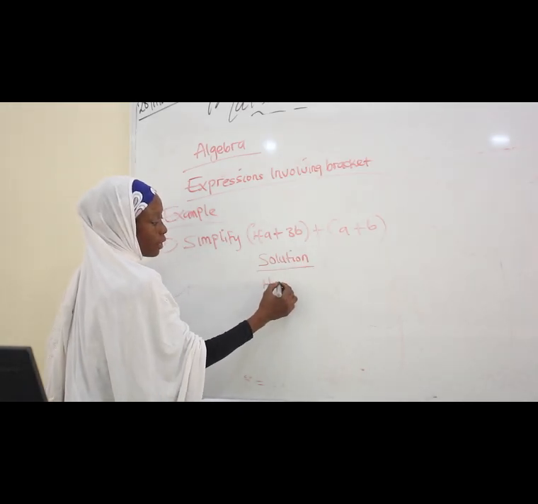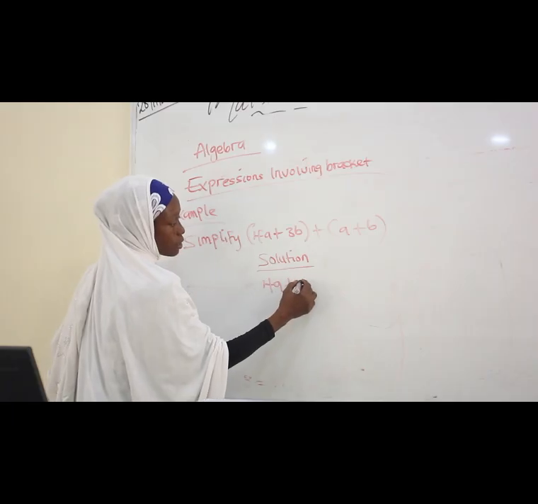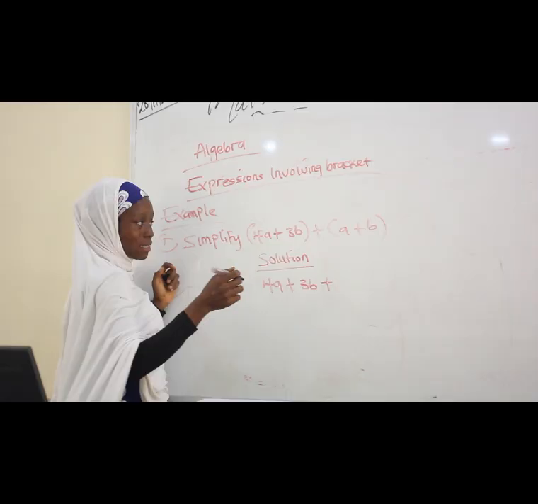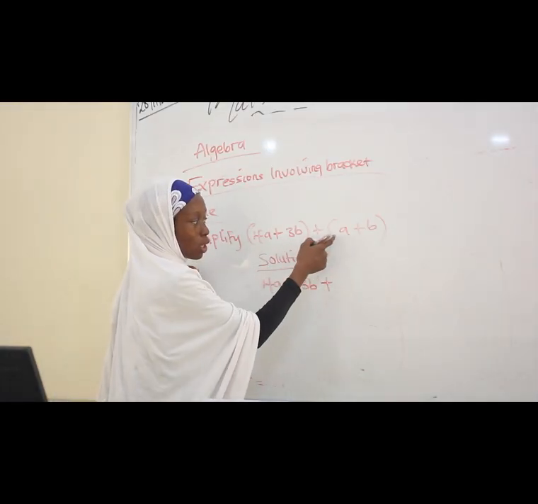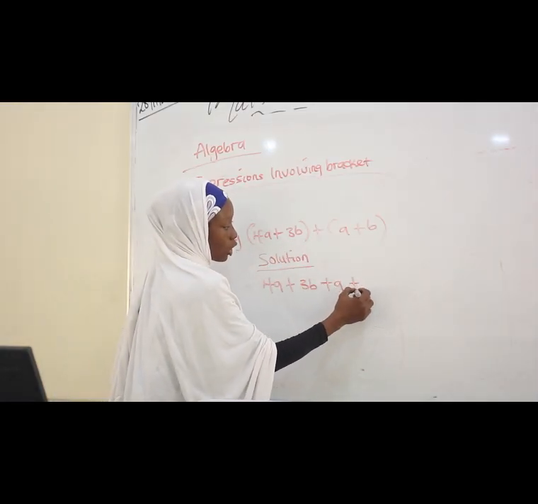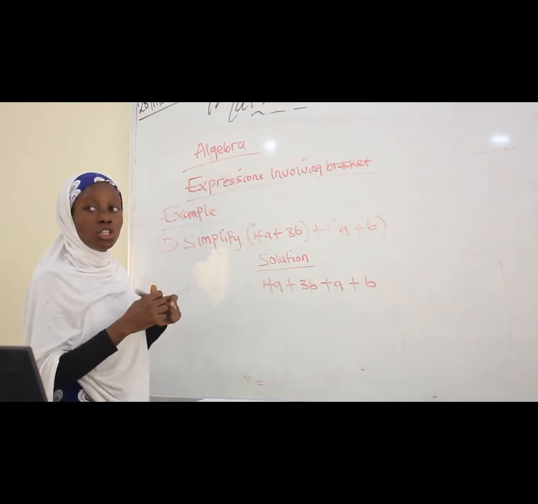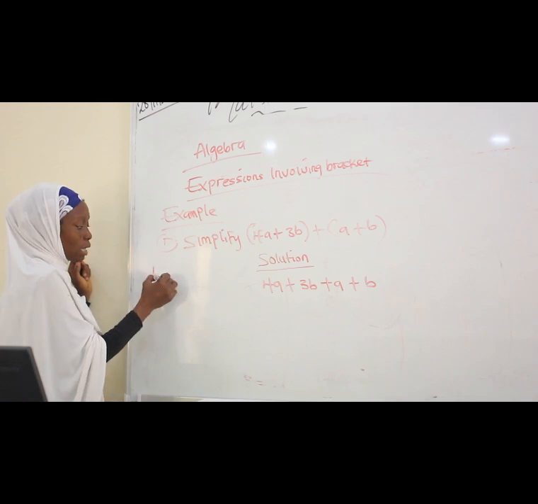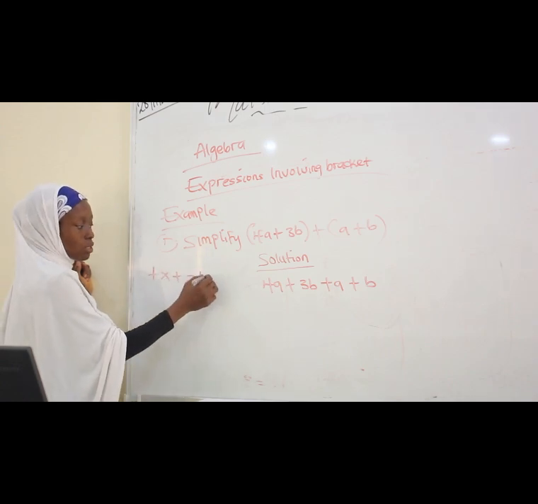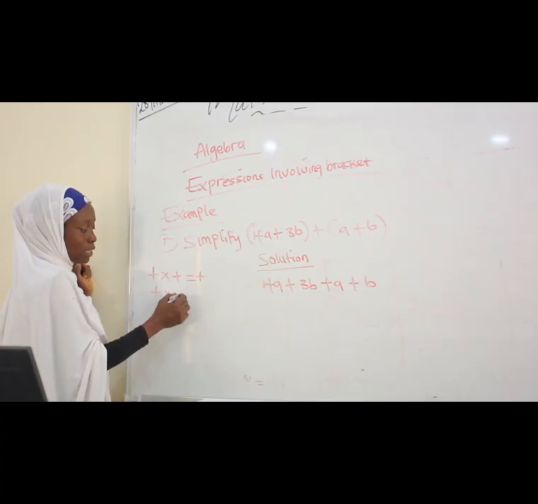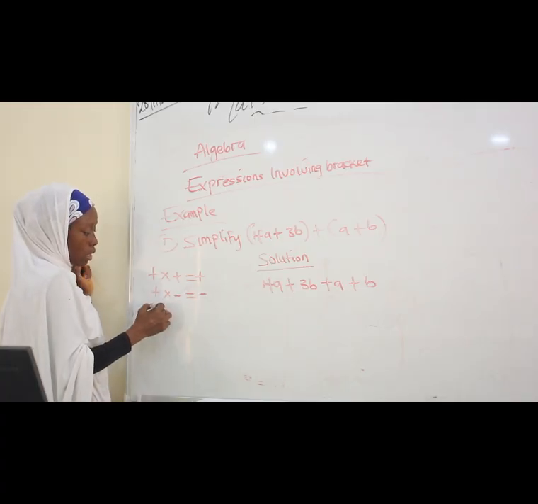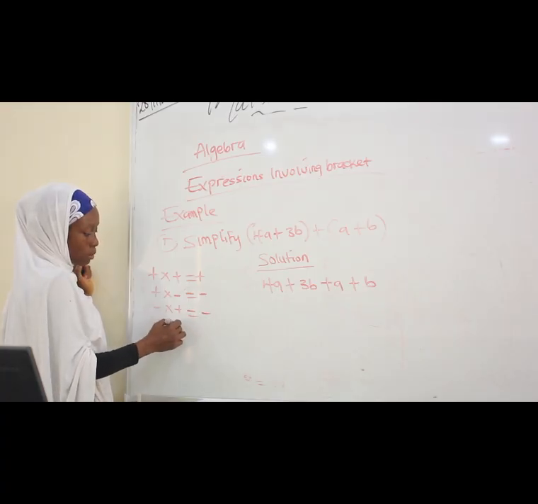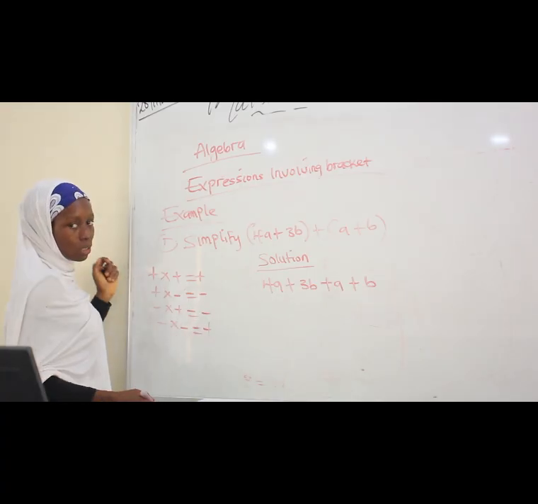We have 4a plus 3b plus, you can see that it's not affecting what is inside the bracket, the plus is still there, plus a plus b. And do you know why it is not affecting what is inside the bracket? It is this rule. We have plus times plus is equal to plus. Plus times minus is equal to minus. Minus times plus is equal to minus. Minus times minus is equal to plus.